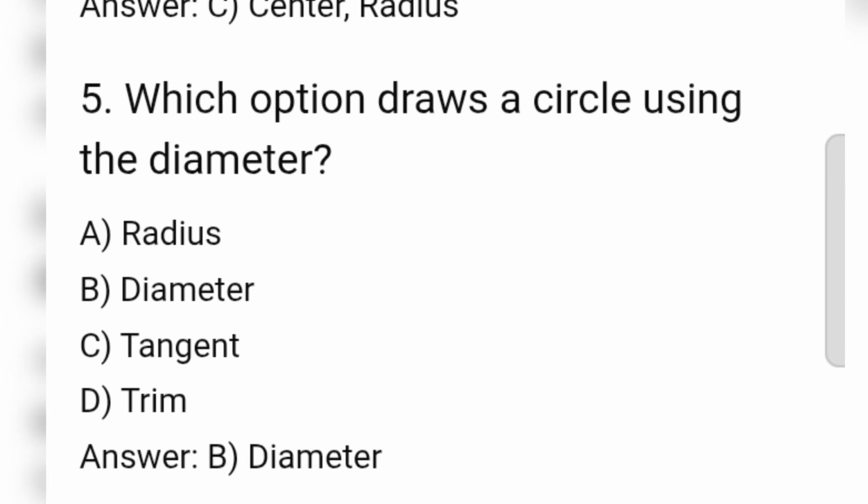Question number 5. Which option draws a circle using the diameter? Option A radius, option B diameter, option C tangent, option D trim. Answer is B, diameter. You can draw the circle using radius and diameter, but in this question, draw a circle using diameter means answer is B, diameter.